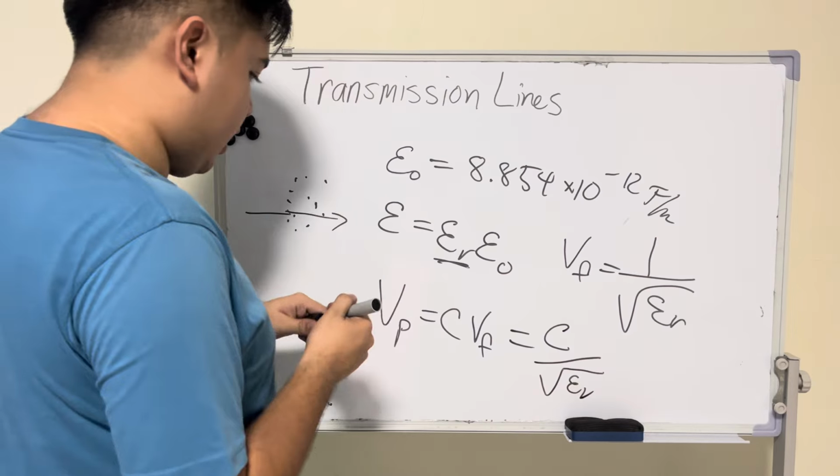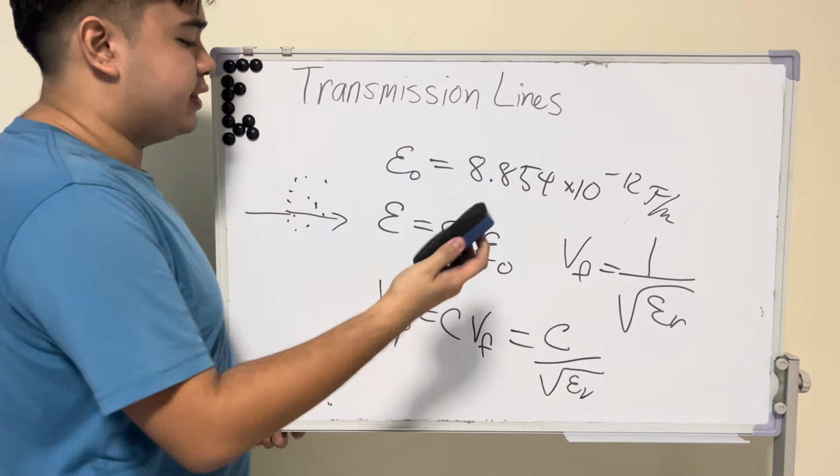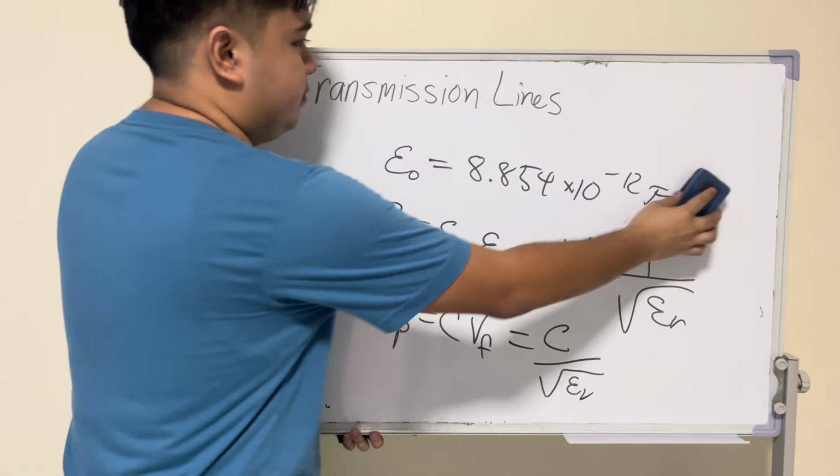So that is the relation of permittivity with the speed of light.